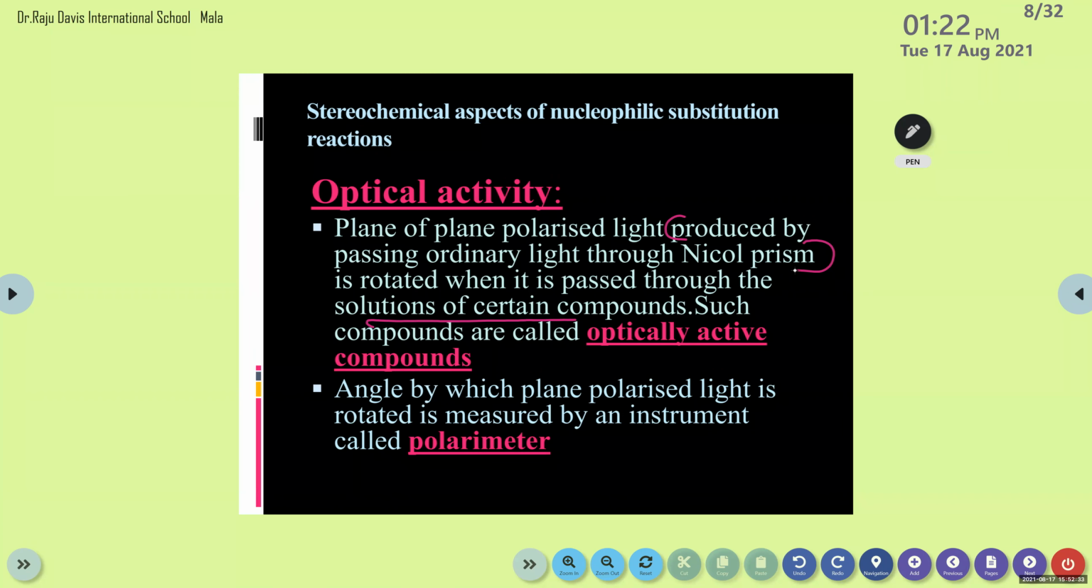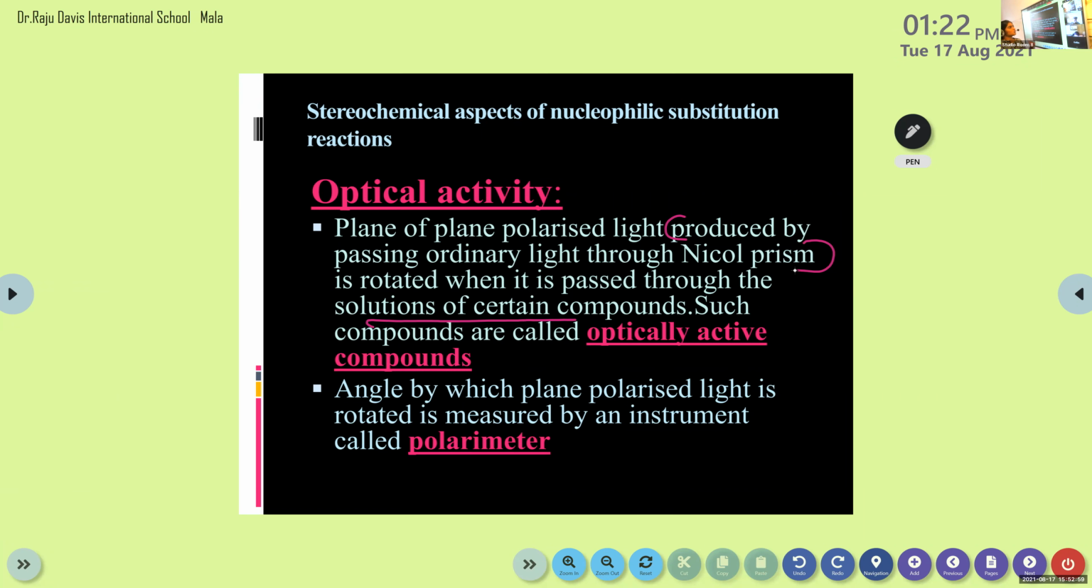Clear, children? Yeah, what's your doubt? Is this the one we learned in the last chapter? Yes, same thing. So this plane polarized light is produced by passing ordinary light through a Nicol prism. The plane of this plane polarized light is rotated when it is passed through the solutions of certain compounds. Such compounds are called optically active compounds.